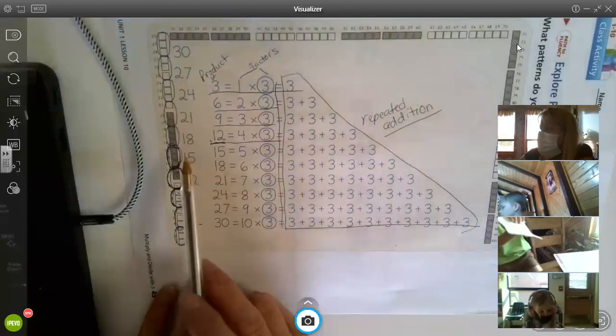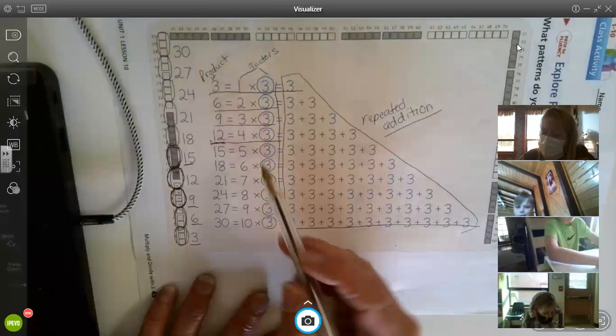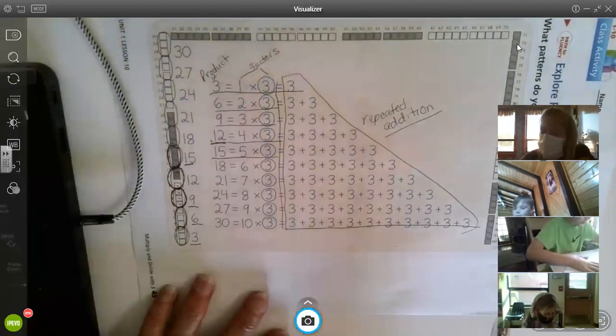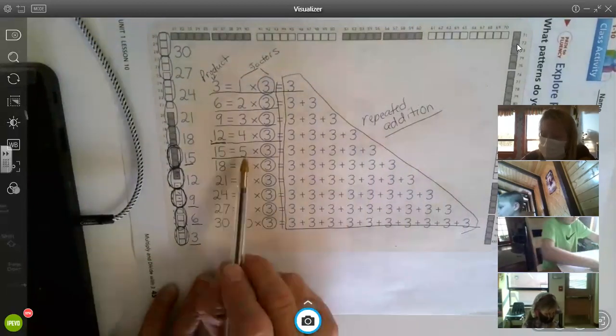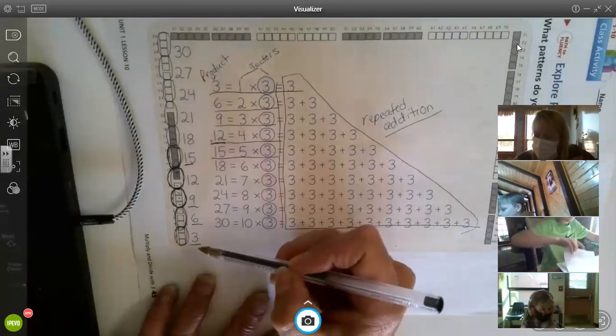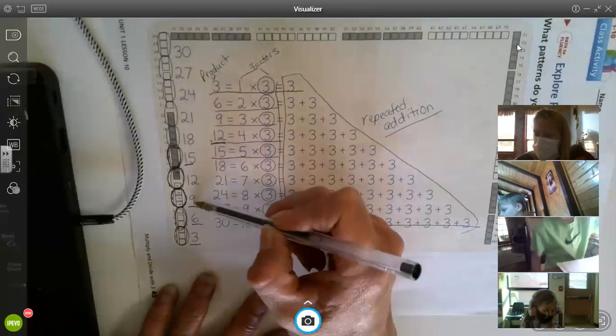The next group would be what, Gabe? After 12, we have 15 equals 5 times 3, which means that 5 groups of 3 is the same as saying 15. Here are the count bys so far: 3, 6, 9, 12, 15.